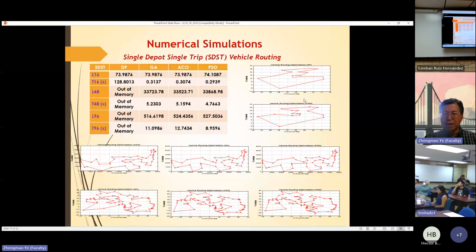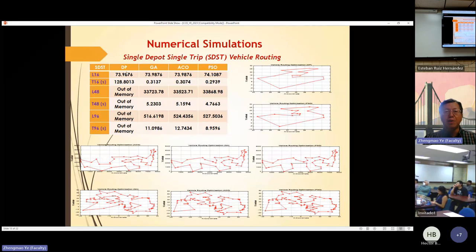And we have the 16 cities case. We have the 48 cities case. Also, we have 96 cities. Now, regarding the 48 cities case and the 96 cities case, the DP will run out of memory.